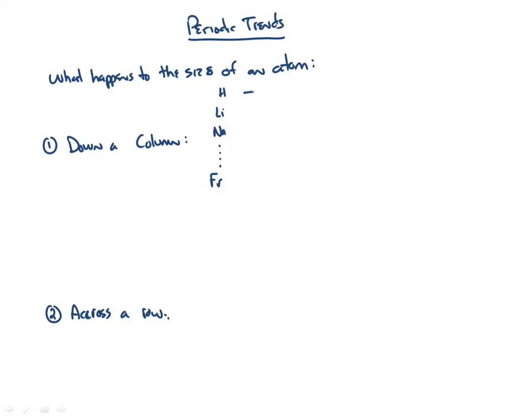So this is smallest. This is going to be the biggest. Think about it this way. There's what's changing down a row or a column. So down a column, the principal quantum number increases.